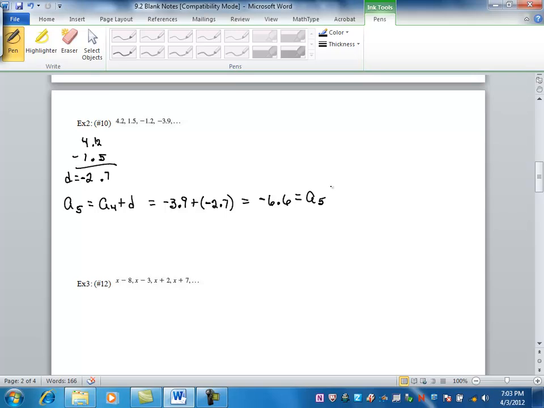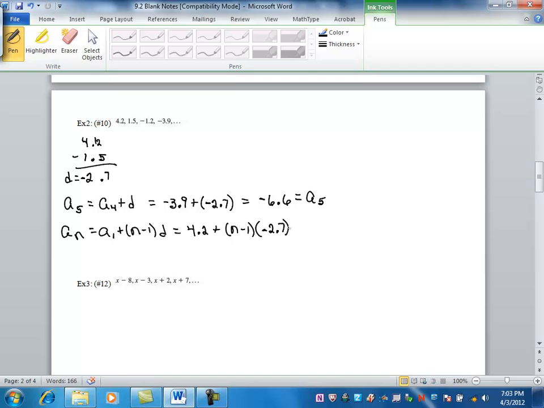That's my fifth term. And then our nth term is our first term plus n minus 1 times our common difference. Well, the first term here is 4.2 plus n minus 1 times the common difference, which we decided is negative 2.7.